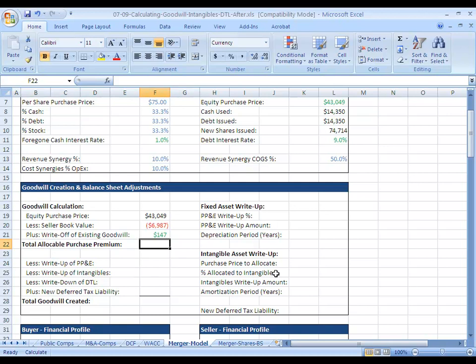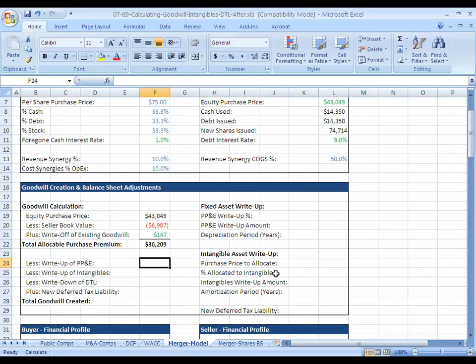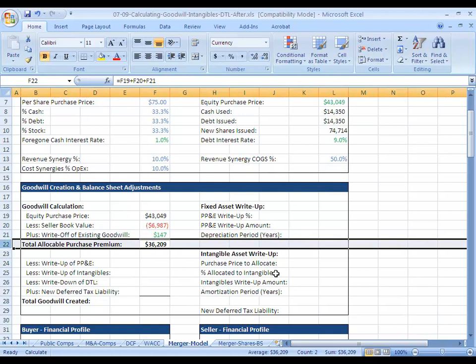So let's calculate this by taking the equity purchase price, the seller's book value, and then the write-off of existing goodwill. So we have around 36 billion to allocate right here, which is actually very close to the number that we saw before. The only difference is that before we had not taken into account the write-off of existing goodwill. So we have this number, and we're getting closer to the goodwill amount that we need now, but we need to adjust a few of the other items here.